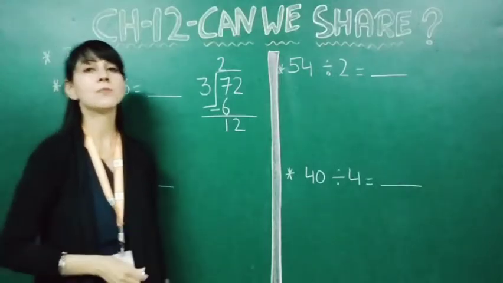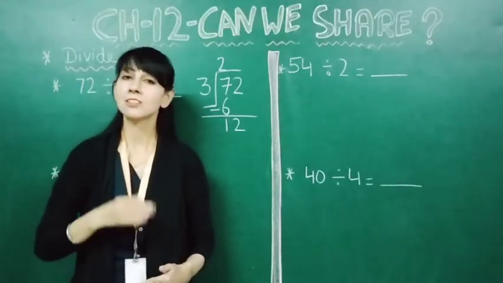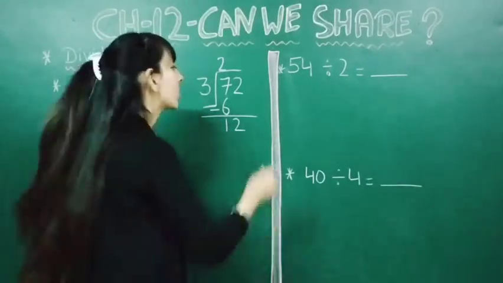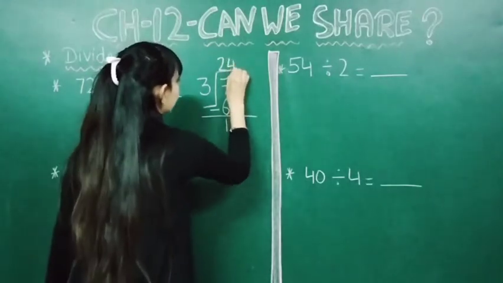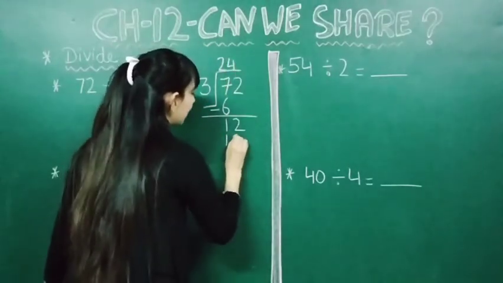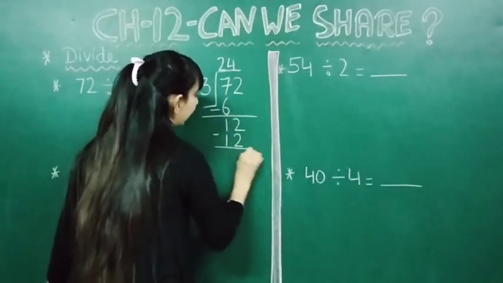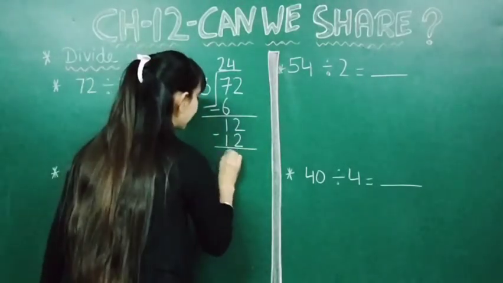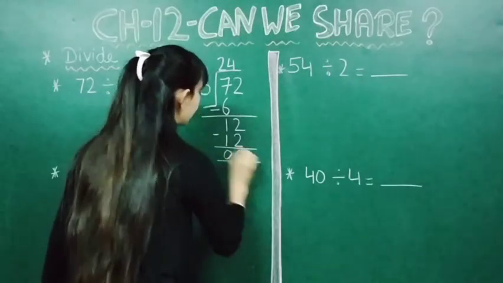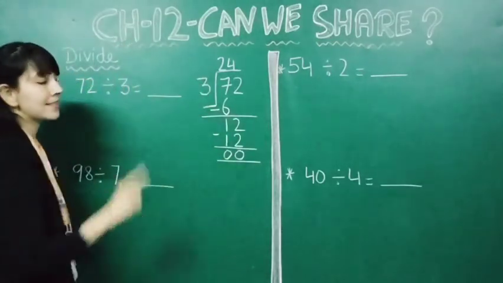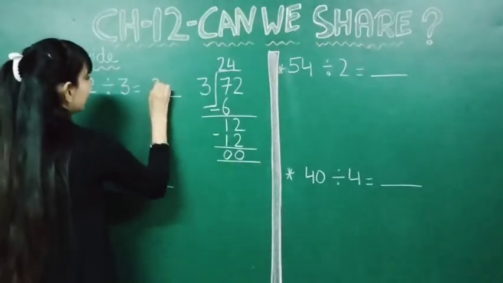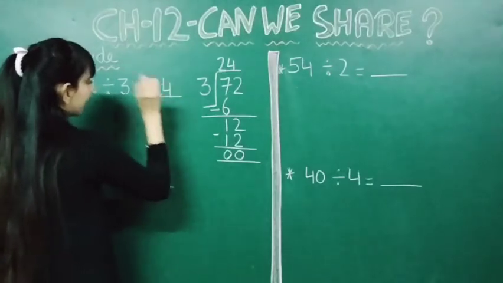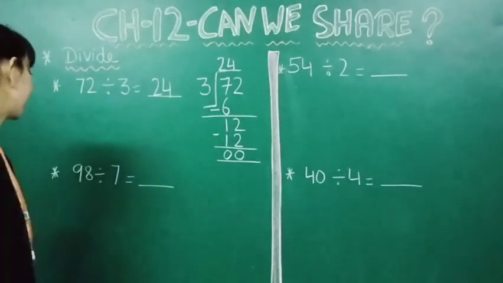Now when 12 comes in table of 3, yes, 3 4s are 12. So here it will come 4. And here we will write 12. Now 12 minus 12 is, yes, 0 0 you will get. Yes. So here it will come 0 0. Now the answer you got, that is 24. Yes. Now let us see next one.